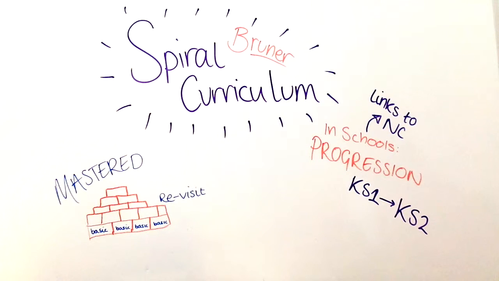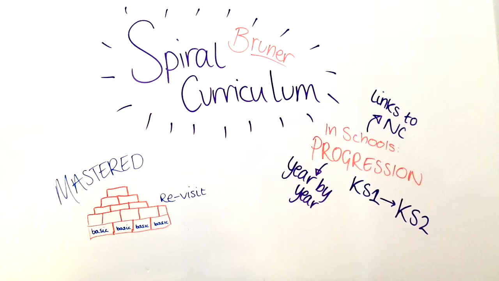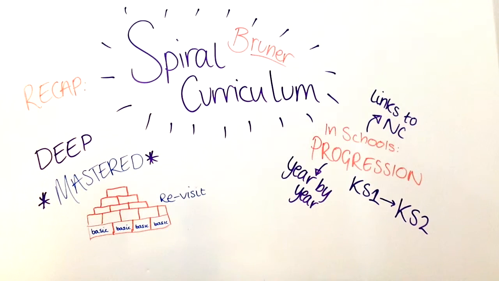Not only does this progression happen as children move up a key stage, but it is also present as children progress through each key stage year by year. This is something we wanted to reflect in our activities shown to you today. Children are building upon ideas from previous years and then progressing through a series of activities that build upon the concept step by step. So, to recap, Bruner was the main man we have to thank for the idea that a spiral curriculum can help children to gain a deep, mastered understanding of different concepts.